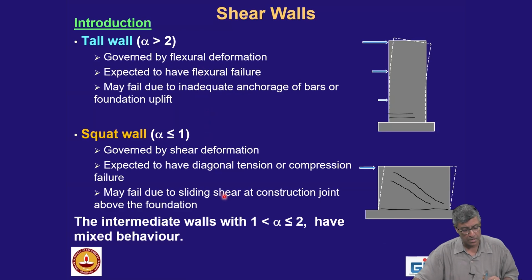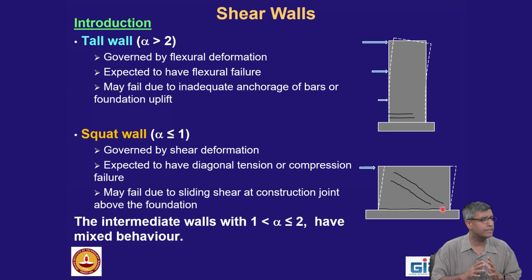On the contrary, if I'm having a squat wall, then it is primarily governed by shear deformation. That means the cracks tend to get inclined, and then the concrete may crush before the steel yields. It may be a brittle failure. On the contrary, there can be a sliding shear failure because we tend to have a construction joint there, and these are a different behavior as compared to the tall wall.